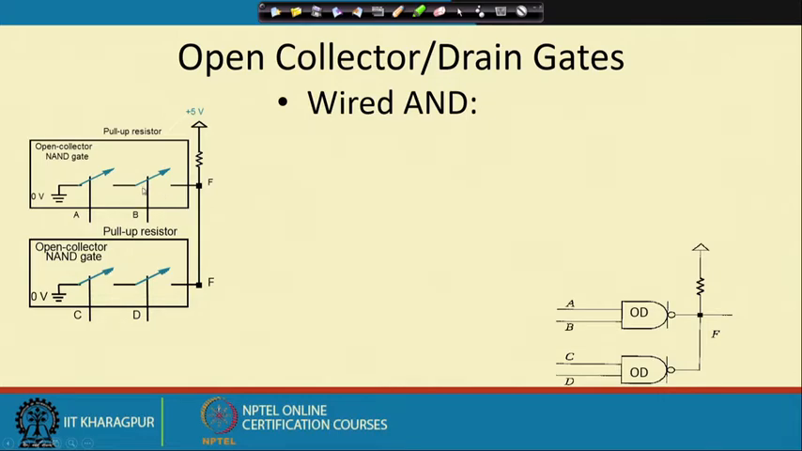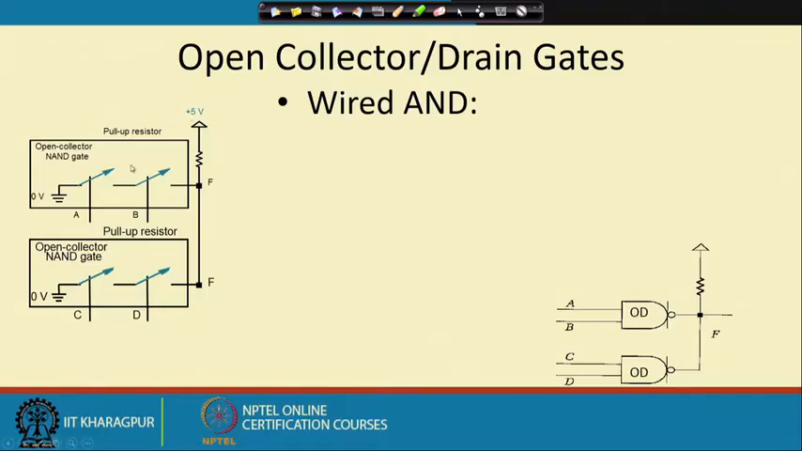But if both of them are equal to 0, in that case I will be pulling this F point to high via this resistor. Similarly, if A, B, C, D all of them are equal to 0, then all these switches are open. In that case, the addition of this extra resistor will ensure that at this point you get a 5 volt value.